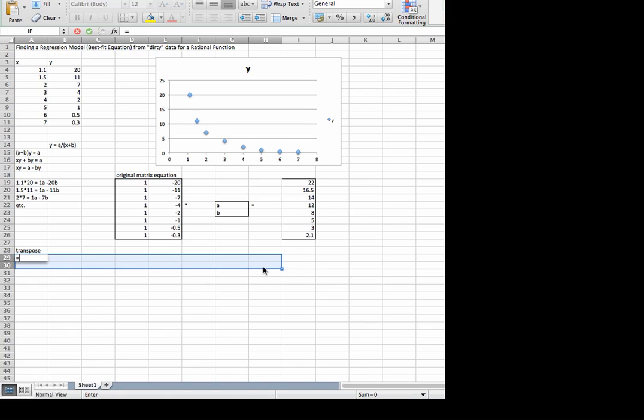We hit equals, transpose, and the array that we want to transpose, or the matrix that we want to transpose, is here. Then we hit Control Shift Enter. And let's just double check. Did it turn our rows into columns, which is the function of the transpose? Yes. Okay, now what we're going to do with that is multiply both sides of this original matrix equation by the transpose to square up our coefficient matrix.